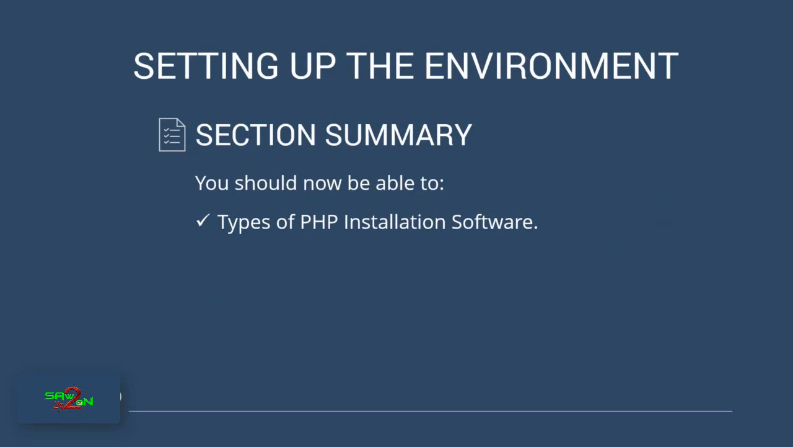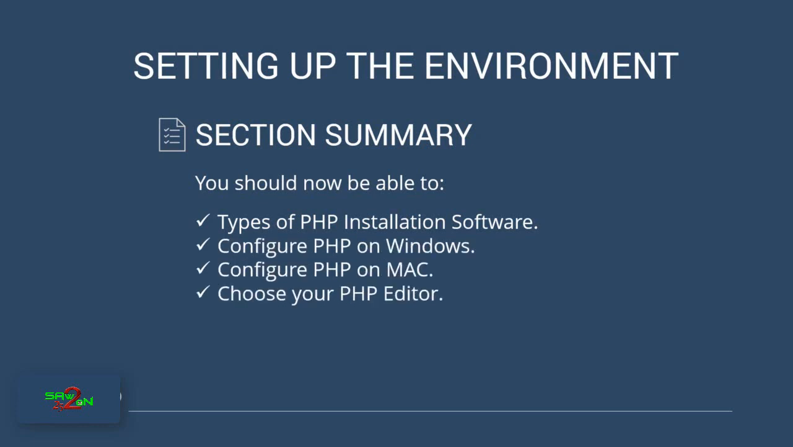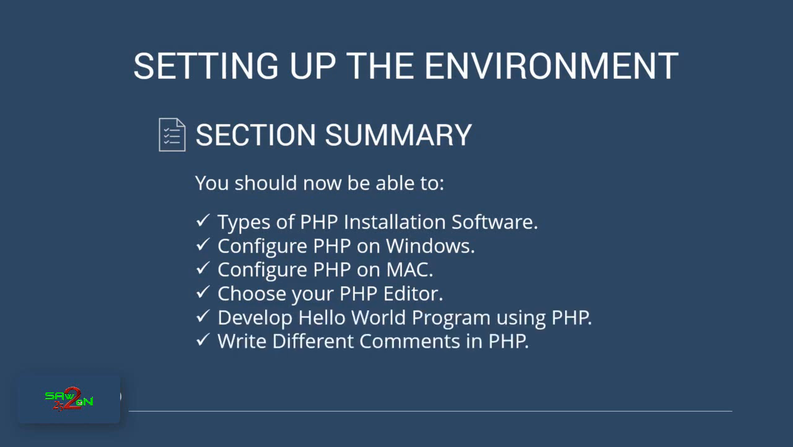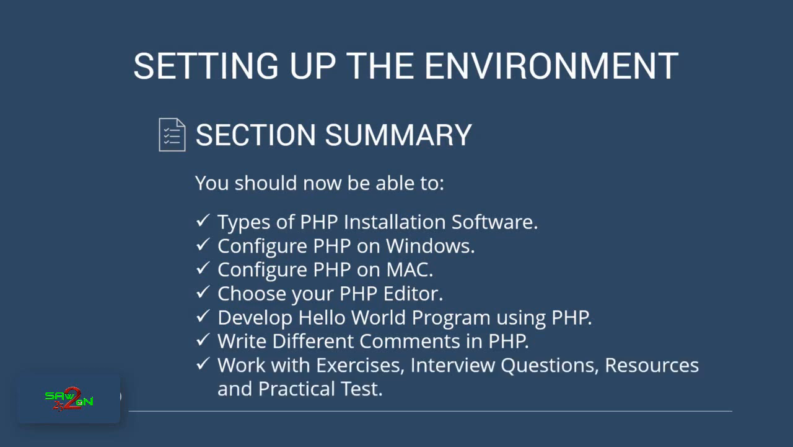Okay, so let's do a quick summary again of the objectives that we have seen previously. The first thing is the types of installation software we have seen, so you should be able to define them. You should be able to configure PHP on Windows and Mac, and also choose your PHP editor. And then you should be able to develop your own hello world program and write some comments in it.